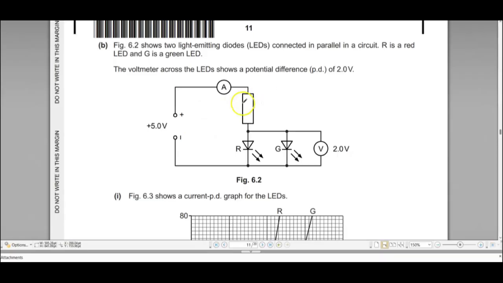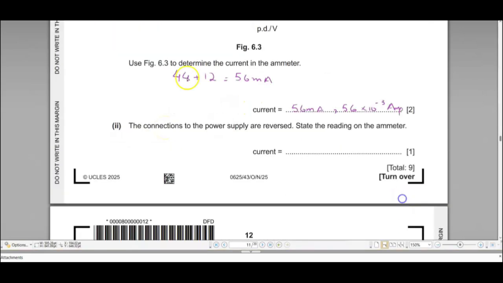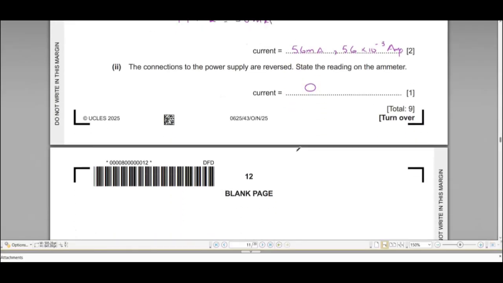They will not let the current flow through. So we can just write that the current is going to be zero, since these are diodes, and if the connection is reversed, they will not let the current flow through. Moving forward.